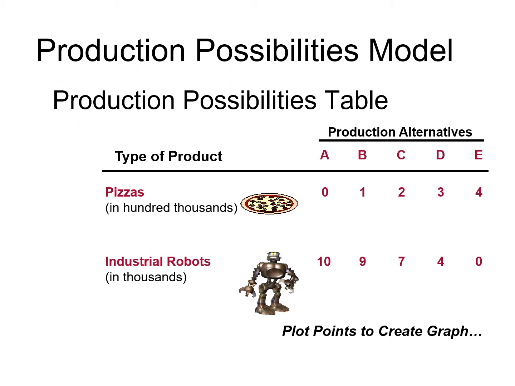Now, it doesn't matter if we start at A as an apple and move towards E as an elephant, or we move from E as an elephant back to A as an apple. The law of increasing opportunity costs will be present. In other words, it doesn't matter if we trade capital goods for consumer goods or vice versa.